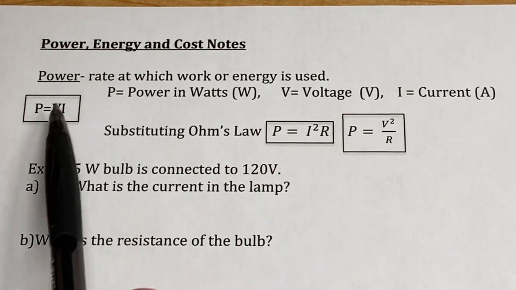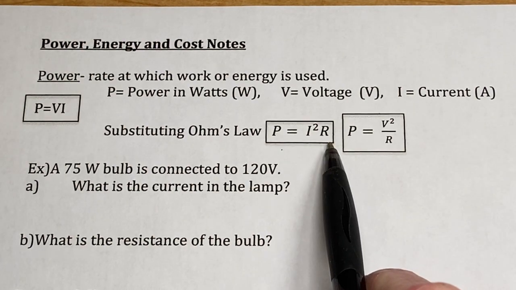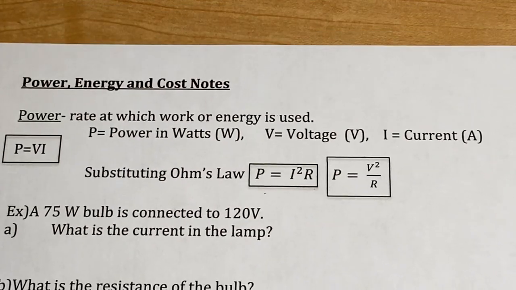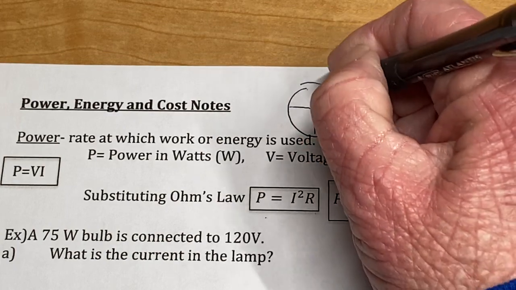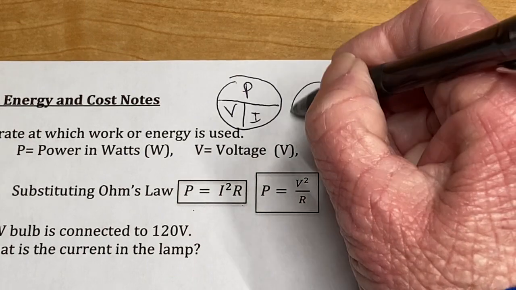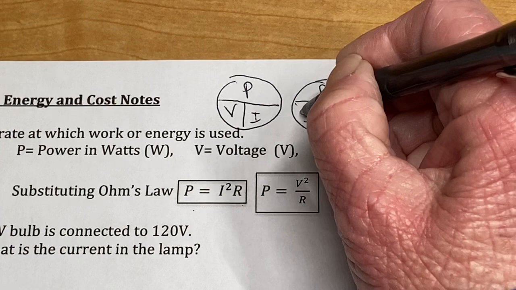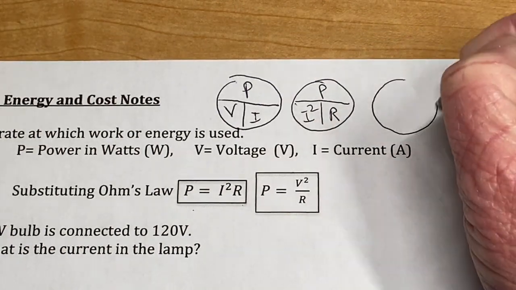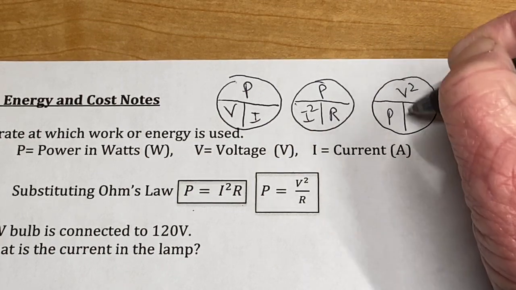When you substitute Ohm's law in here, using R equals V over I, we can come up with two other versions of the formula. Just to make it simpler, we're going to put these in the circle formulas. So one of them will look like this. This just makes life a little easier, so you put the P, the V, and the I. The second one, we're going to have P, I squared, R. And then the third one, it's V squared, P, and R.